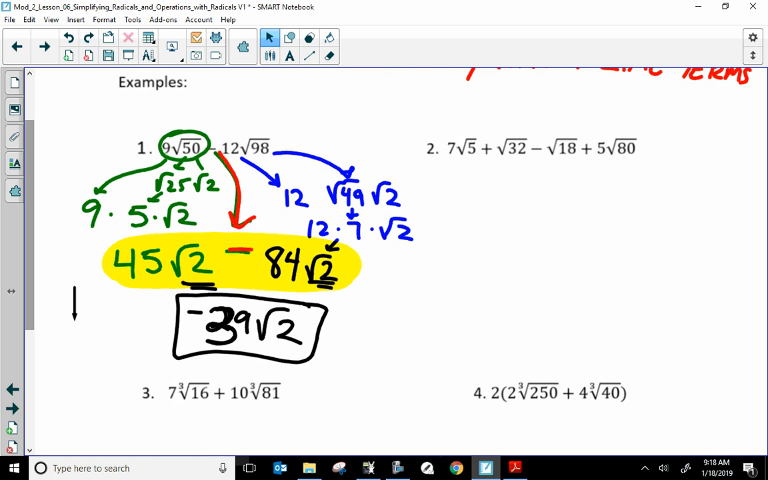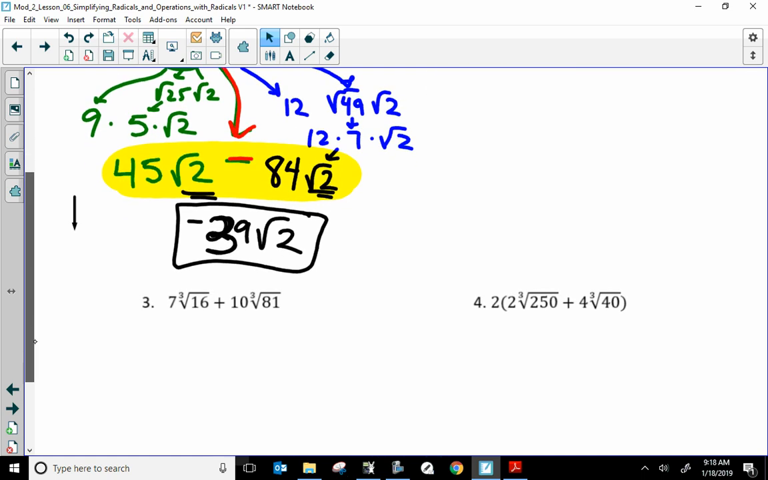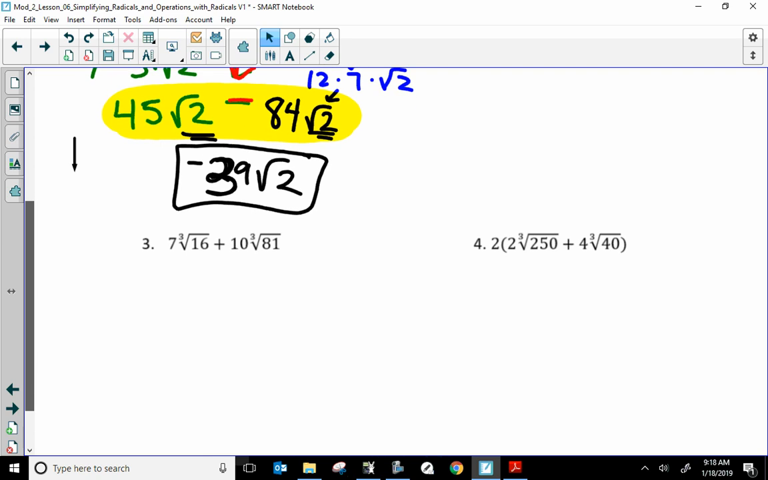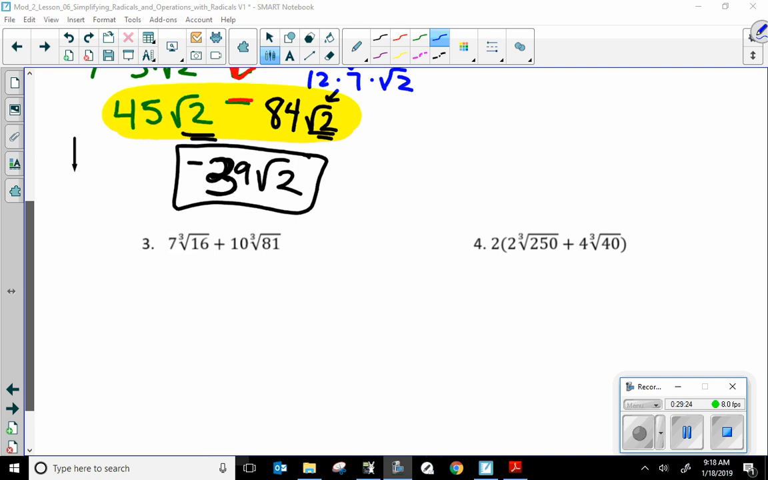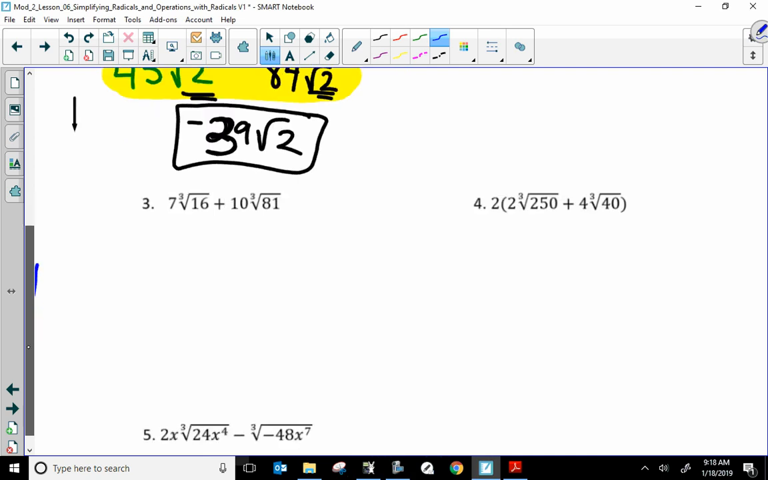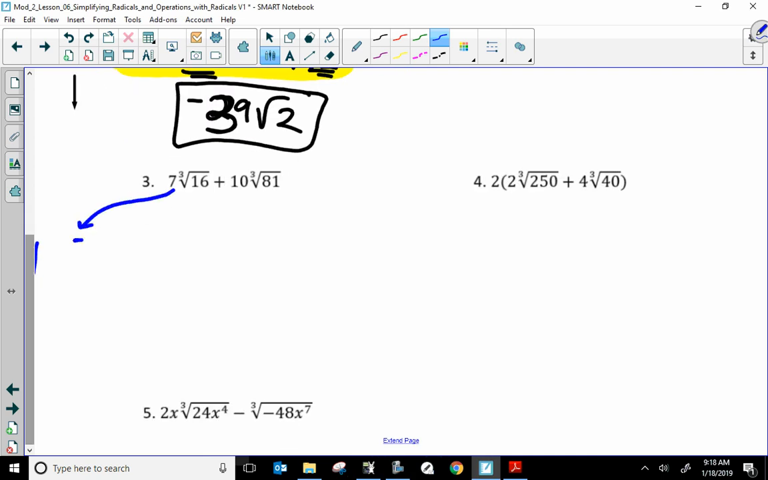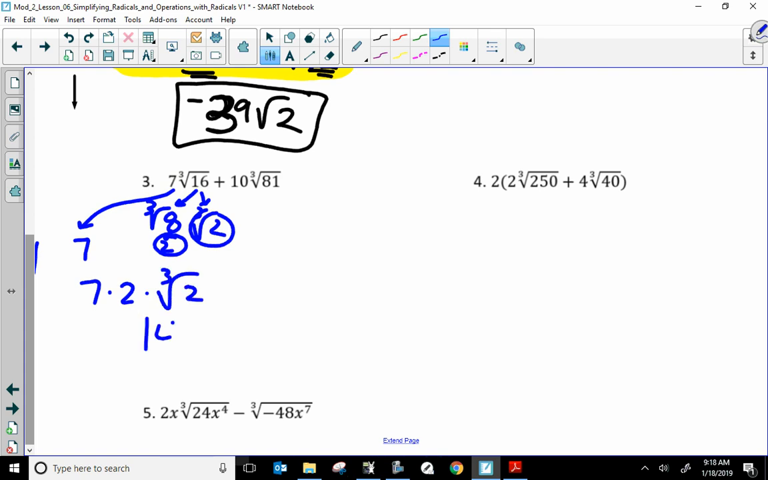All right, let's take a look at another one. Let's go down here and take a look at number 3. Let's do a cubed root one. My 7 comes along for the ride. The cube root of 16 is the cube root of 8 times the cube root of 2, and the cube root of 8 is 2. So I've got 7 times 2 times the cubed root of 2, which is 14 cubed root of 2. That's my first term.